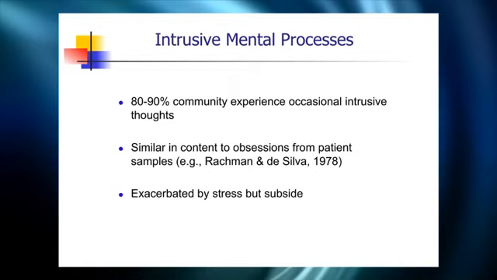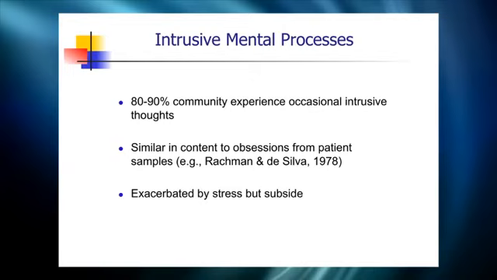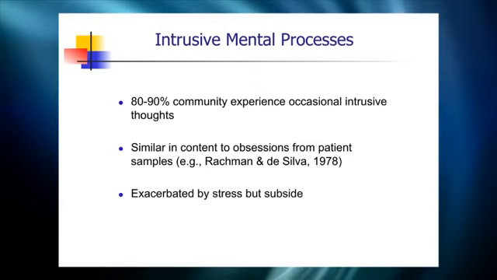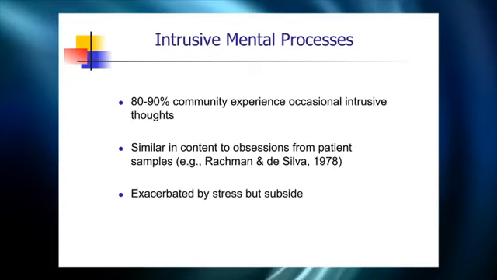Our minds are always generating all sorts of different kinds of thoughts. And sometimes they're random, sometimes they're within a certain context. We all experience obsessive thoughts. And the thoughts that we experience are similar in content to obsessions from patient samples. The other thing that's interesting is that when we're stressed, these unwanted thoughts tend to be exacerbated. We tend to worry. We tend to have more worry thoughts and start worrying about things that we're afraid might happen. And then when the stress decreases, we experience fewer of these thoughts. So we would experience quite similar thoughts to what people with OCD experience.